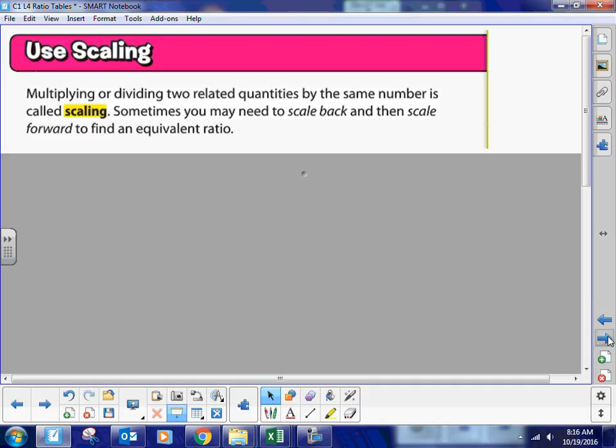All right. Use scaling. Multiplying or dividing 2 related quantities by the same number is called scaling. We've been doing this already, so this is just the terminology for what we were just doing. Sometimes you may need to scale back and then scale forward to find an equivalent ratio. Okay, so now we're not just going to simply divide or multiply to get our answer. We're going to have to do both.